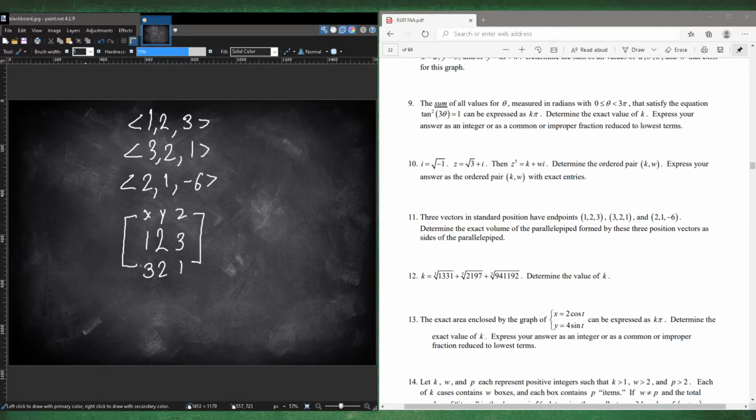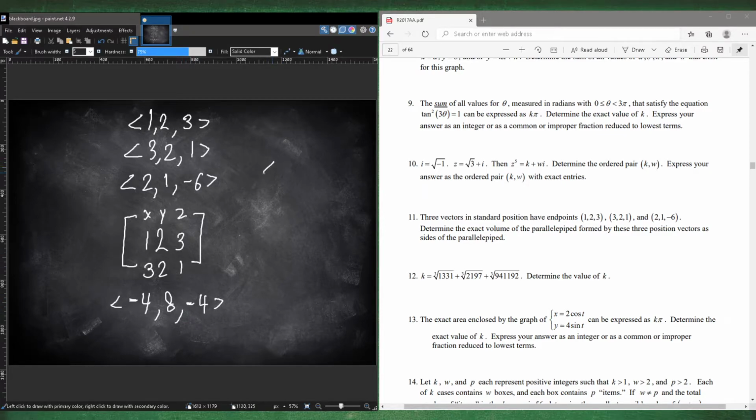So 2 minus 6, which makes negative 4 for your x. And then for your y, it's 1, 3, 3, 1. So 1 times 1 is 1, 3 times 3 is 9, so 1 minus 9 is negative 8. Take the negative of negative 8, that makes 8. Now for the z, we have 1, 2, and 3, 2. So 2 times 1 is 2, 3 times 2 is 6, 2 minus 6 is negative 4. So this is our vector.